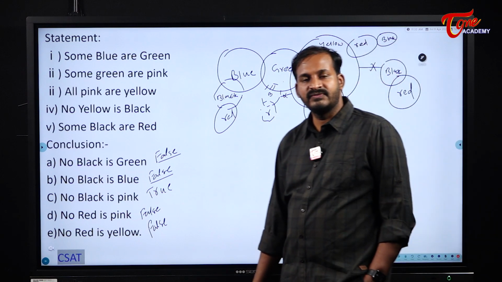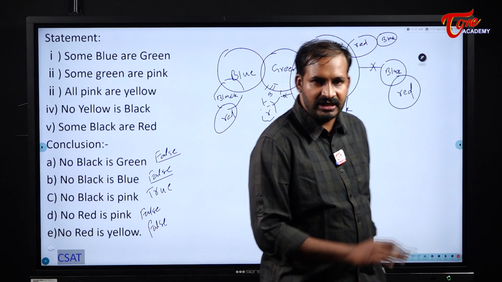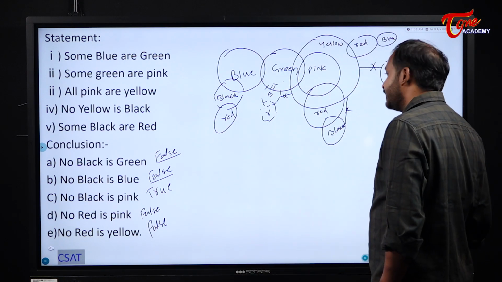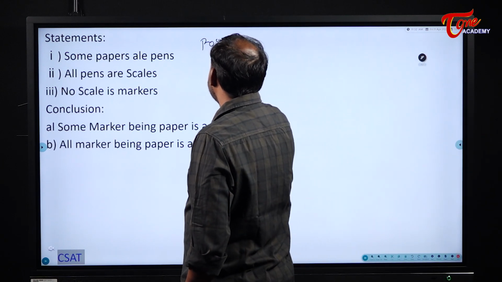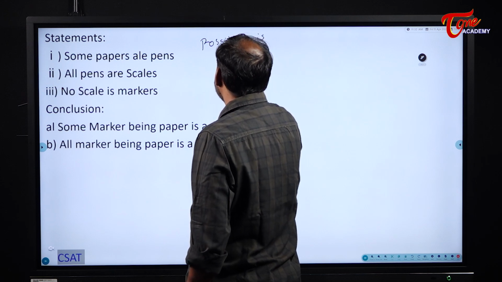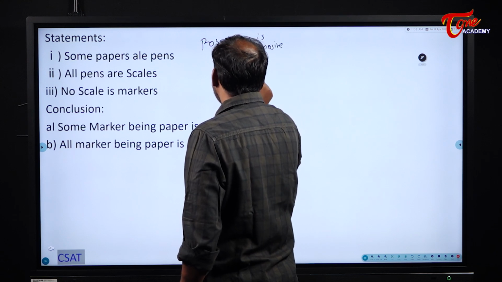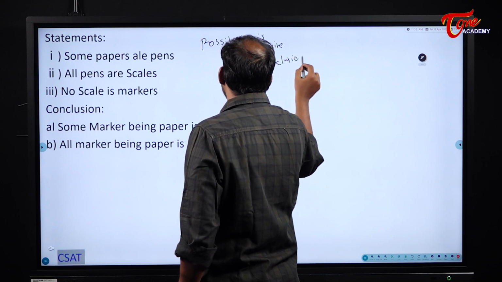Like this, we are going to deal with the negative conclusions, the no conclusions. Good. Now the next set of conclusions is possibility. Now see here, students, this possibility is exactly opposite to no conclusions. What does it mean?